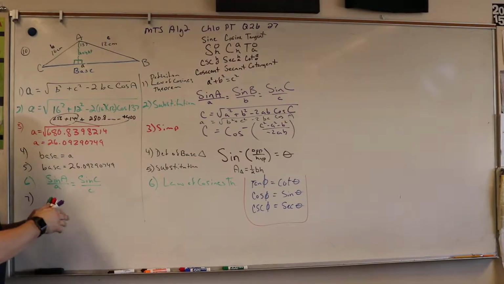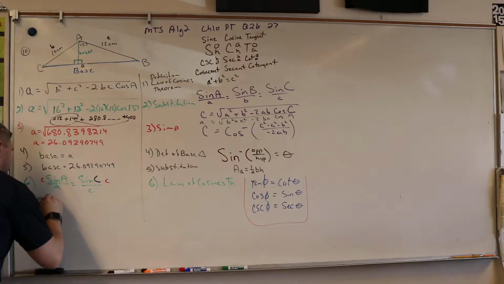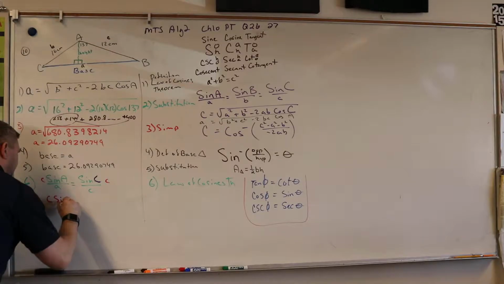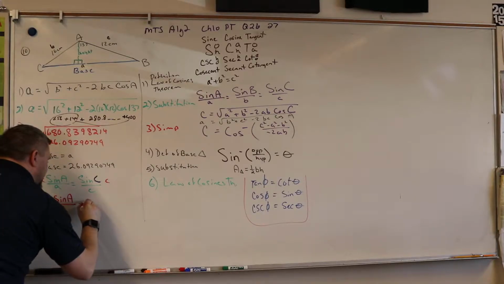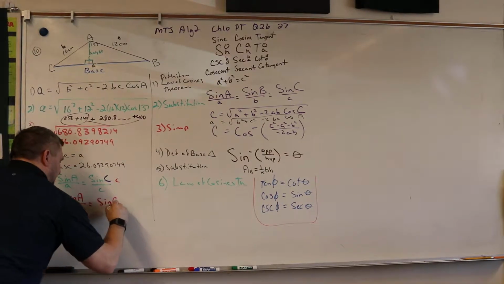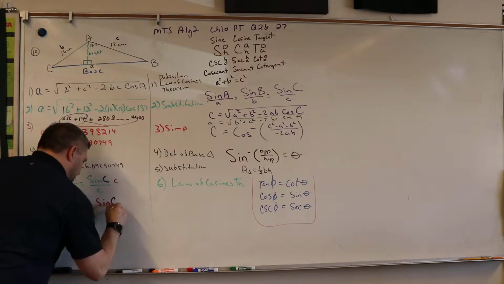So what do we want? We want C, correct? Alright, so let's move everything else over. How do I move this c over? I do the opposite. If it's dividing, I multiply it. So I'm going to multiply this by c and this by c. So little c times the sine of big A over little a is equal to the sine of big C. We'll put that big C in purple so we know what we're looking for.